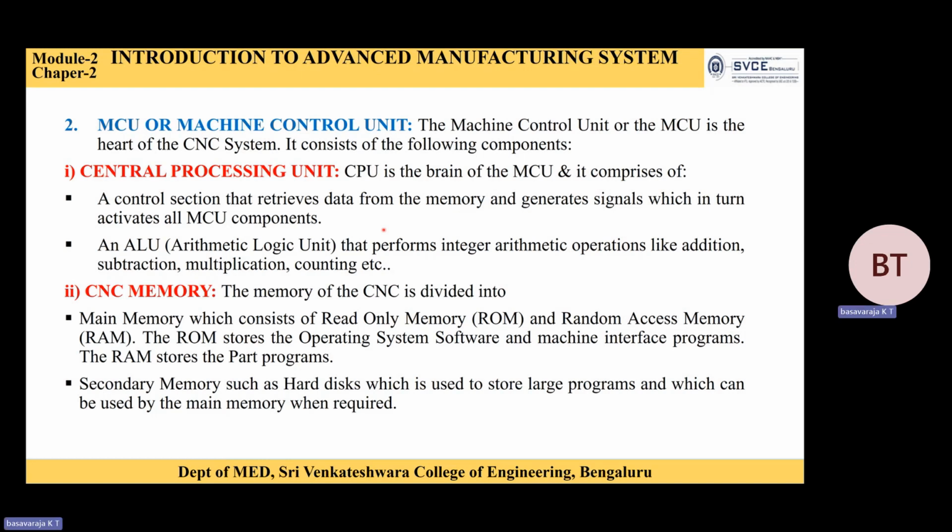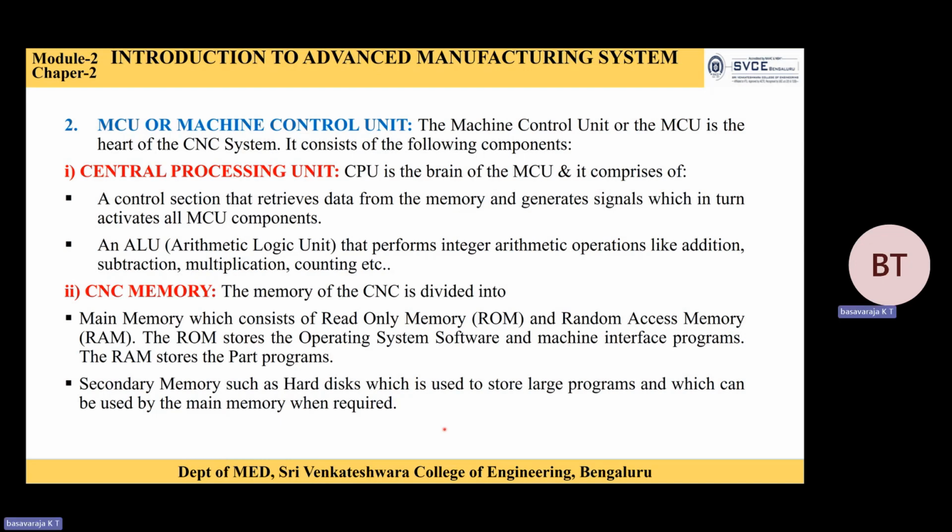large memory space of CNC memory. Then this ALU will retrieve the complete data and execute, supplying the signal for the execution of a particular program. If the same repeatable accuracy is needed, then retrieval of data is done by the ALU. Secondary memory, such as a hard disk, is used to store the large programs, which can be used by the main memory when it is required. Okay.